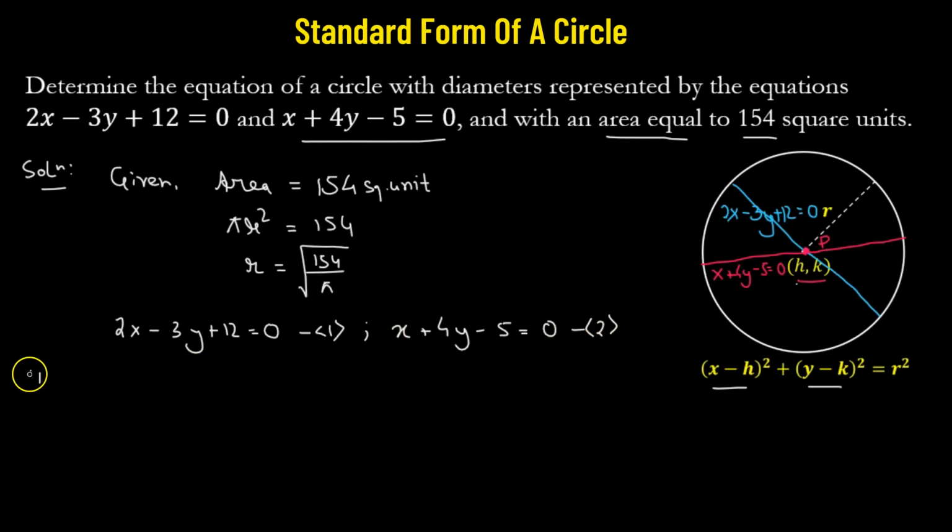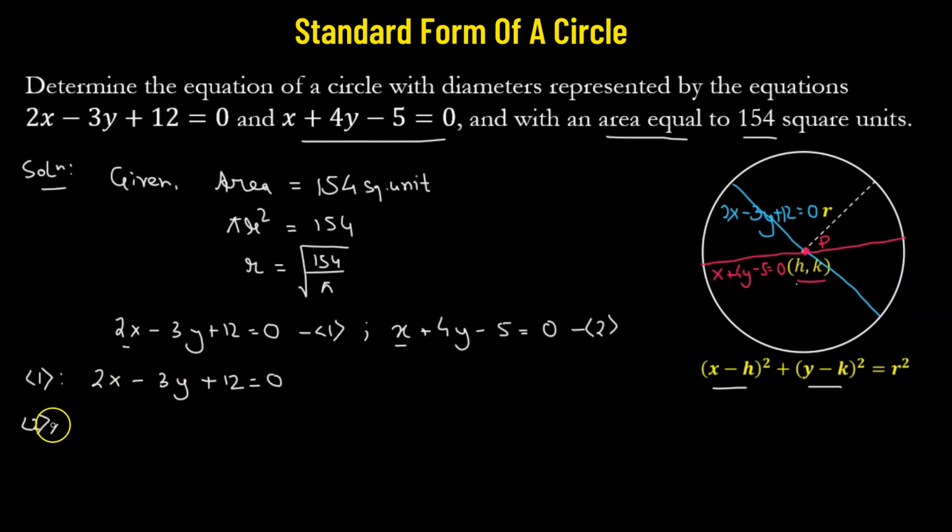We'll start with equation number 1. We'll use the method of elimination here. Equation number 1, we'll keep as it is. We have 2x minus 3y plus 12 equals 0. Then we are going to take equation number 2, and we're going to make the coefficient of x in equation number 2 equal to the coefficient of x in equation number 1.